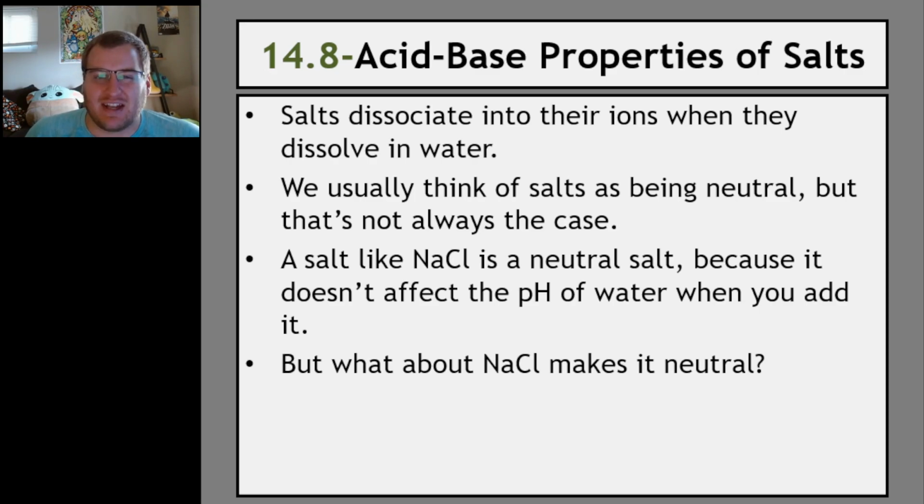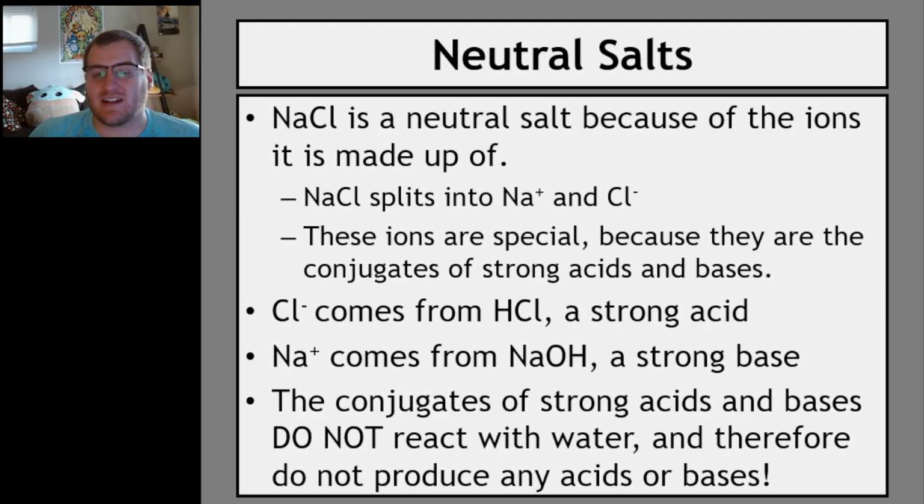But what about NaCl makes it neutral? Why is that the case? Why are some acidic, some basic, some neutral? Let's start with what makes NaCl neutral. It's the ions it's made of. NaCl will split into Na plus and Cl minus. Okay, these ions are kind of special. They are the conjugates of strong acids and bases. Okay, so let's take them one at a time.